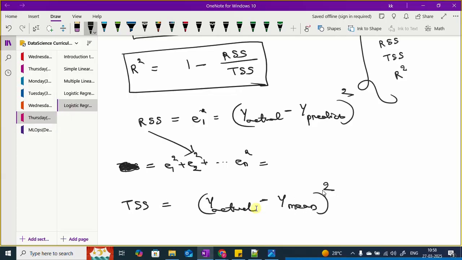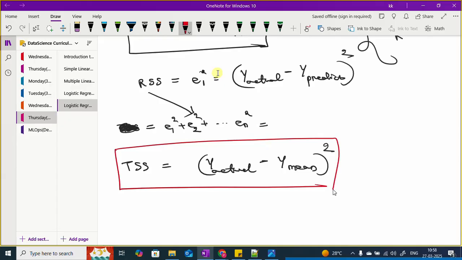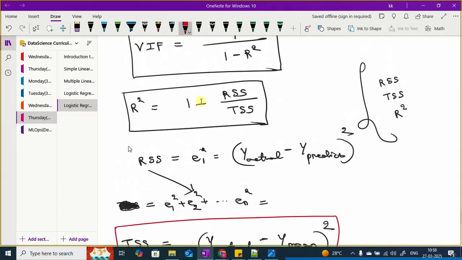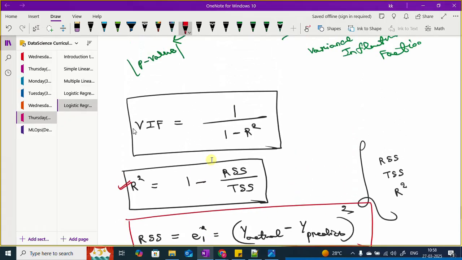Do you remember? I have shown you one data set with my Excel sheet. I have shown all the formulas I have drawn. So you have to find out TSS by taking this value. You have to find out RSS by taking this value. Put these two values and find the R square value, and put the R square value in this formula and find the VIF. It has again the threshold value and all.